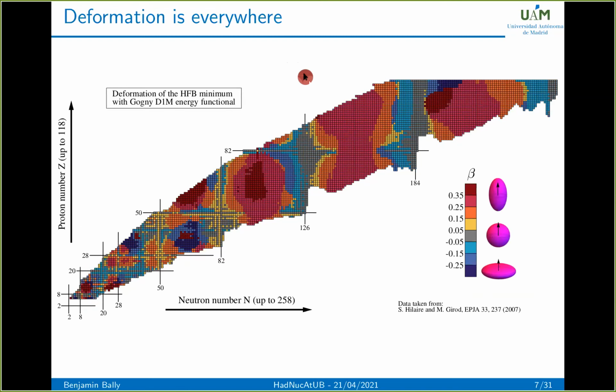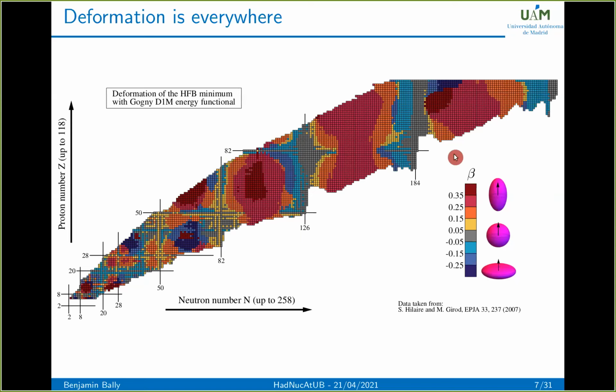Also, it's not only about the number of nucleons, but also the structure of the nuclei we want to describe. Here, I represent the average axial deformation of a mean field calculation, still using this GOGNY D1M functional. And in red, you have all the nuclei that are called prolate, that is, elongated along the symmetry axis. And in blue, you have all the nuclei that are oblate, that is, squashed or compressed along the symmetry axis.